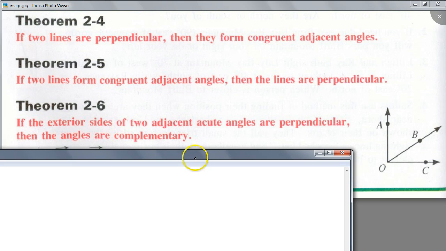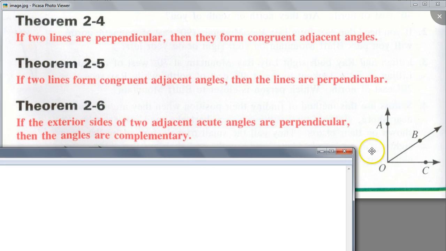I want you to write this down, and I want you to draw this picture on the right side also, because that picture is going to help us to understand what this theorem is saying. It says if the exterior sides of 2 adjacent acute angles are perpendicular, okay, that's sort of long, but see if you can understand, then the angles are complementary. Even though it sounds sort of long, it's really saying something very simple and obvious. So go ahead and write this down, and as you write this down, draw the picture.